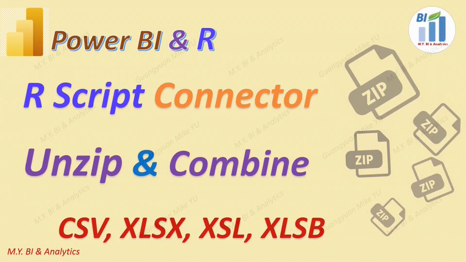In this video, I shall share a method on using R in Power BI Desktop to unzip the compressed Excel files based on the identified file name extensions of extracted files, such as CSV, XLSX, XLS, and XLSB, etc. Then combine them if they have the same column headers and table structure. Finally, load the combined data frame into Power BI for further data modeling.